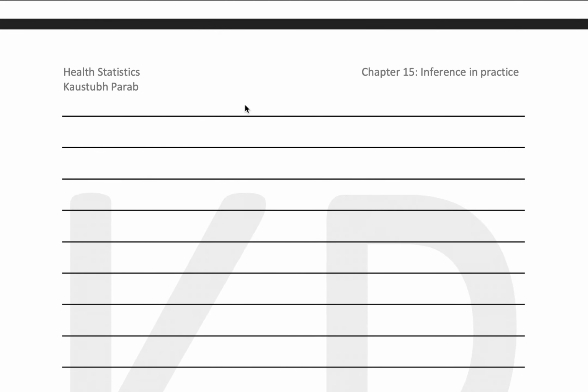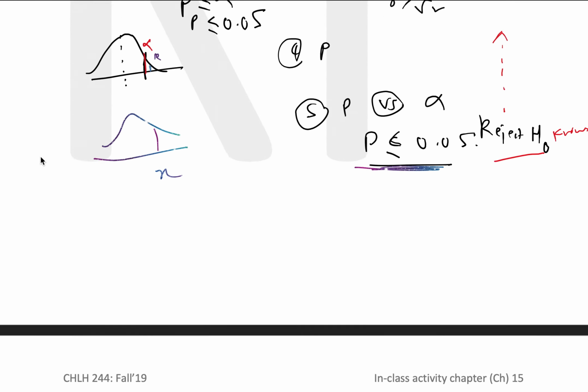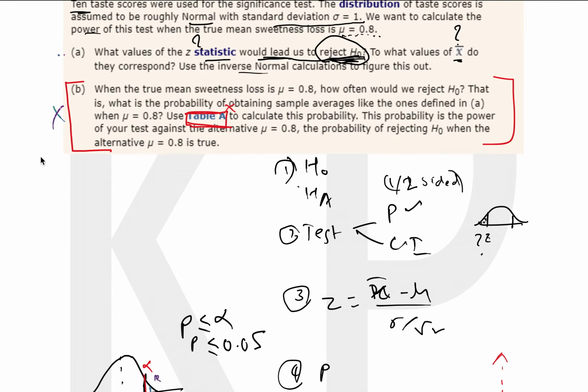So now let's look at part B of the question. Part B asks us to find power. So when the true mean sweetness is mu equal to 0, how often do we reject the null?